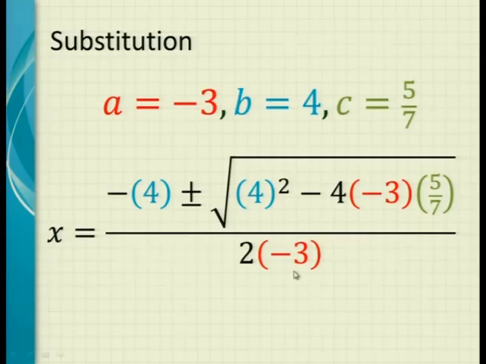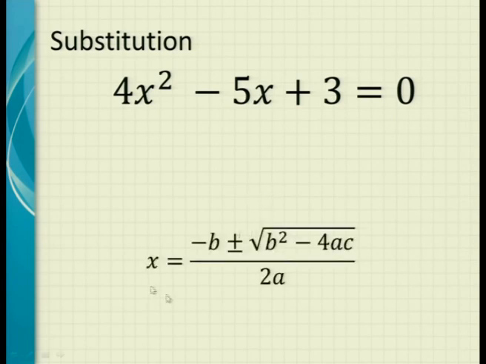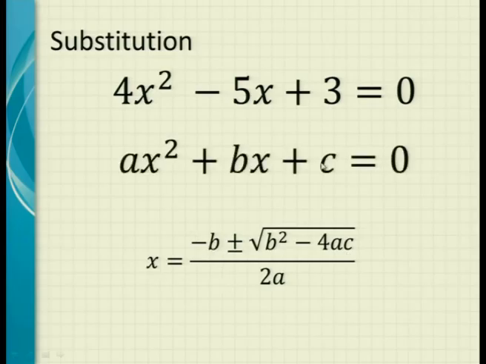Let's take one more. This is what you normally get. They don't give you the values of A, B, and C for that formula. They give you a quadratic equation. So it's important that you recognize where the A, B, and C values are. You would also remember this is what the standard formula looks like: AX squared plus BX plus C equals 0.